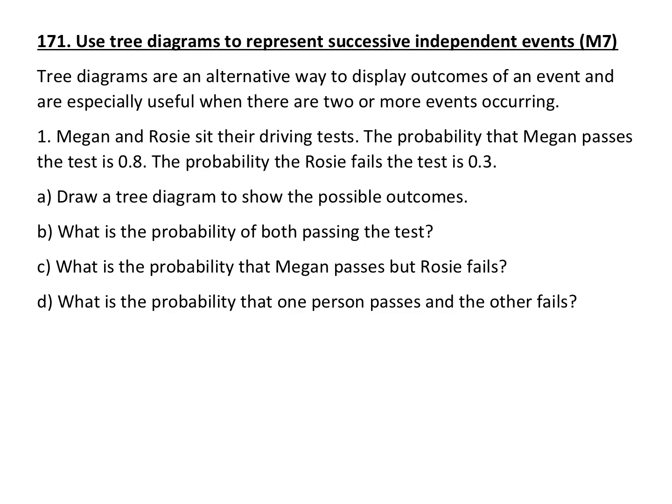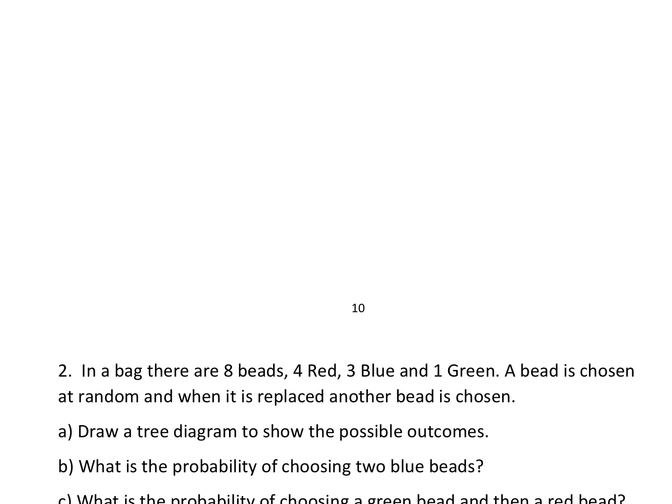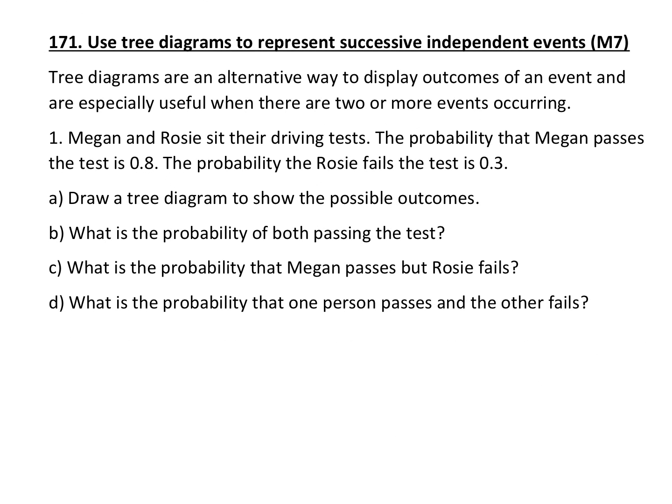In this video, we're going to use tree diagrams to represent successive independent events. If you're revising, you can pause the video and have a go at question 1 and then question 2. So, tree diagrams are an alternative way to display outcomes of an event and are especially useful when there are 2 or more events occurring.